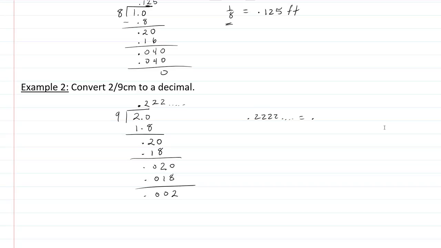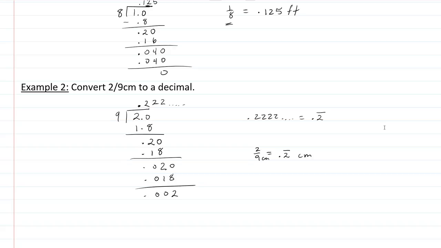We can write that as 0.2 with a bar on top of it. So 2 over 9 equals 0.2 with a bar on top of it. And since we were measuring in centimeters, this is also in centimeters.